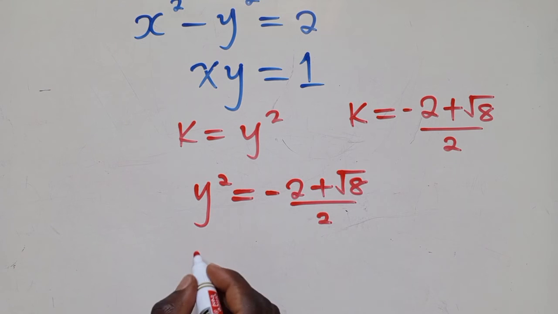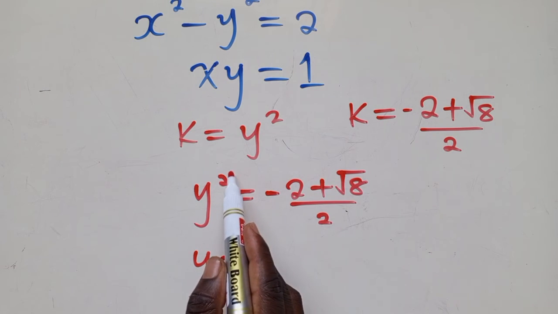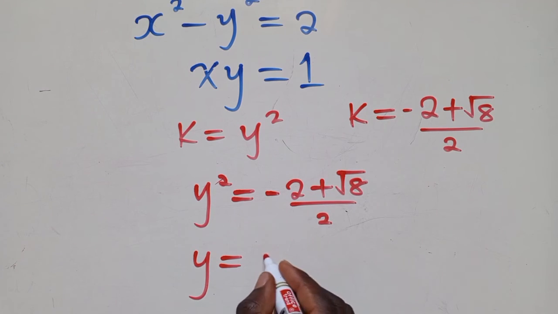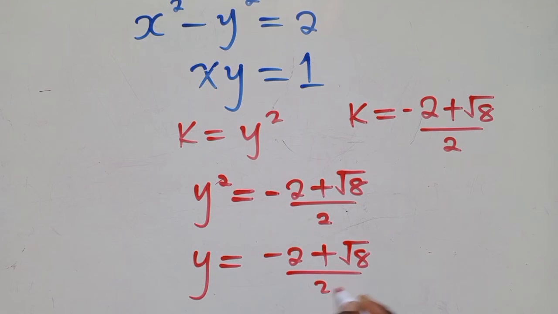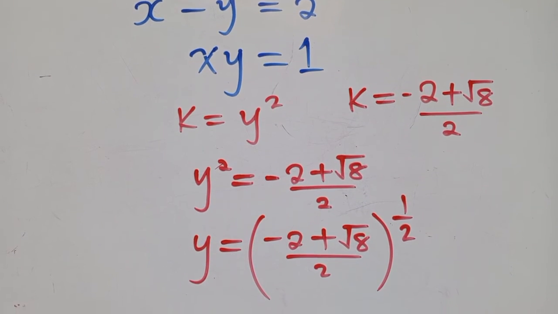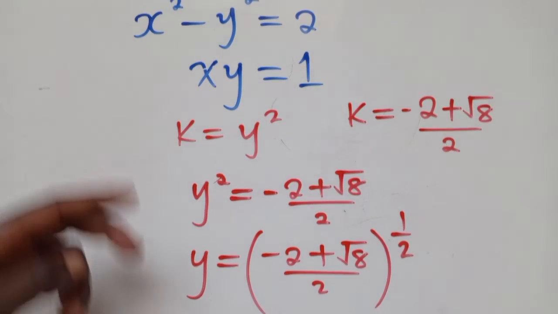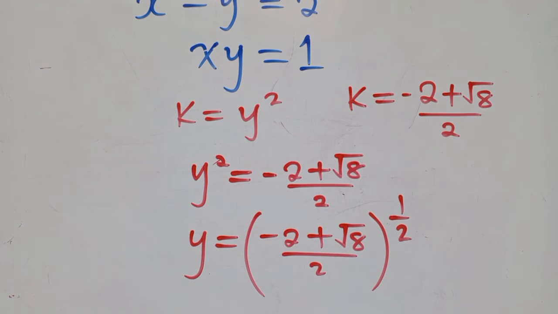So to solve for y, I have to find the square root of both sides so that this power 2 can go, and I remain with y. On the other side, I'll get what I have right here, so it will be ((-2 + root 8) over 2) to the power 1/2, like that. So the value of y in these two equations is this one. This is the y value.